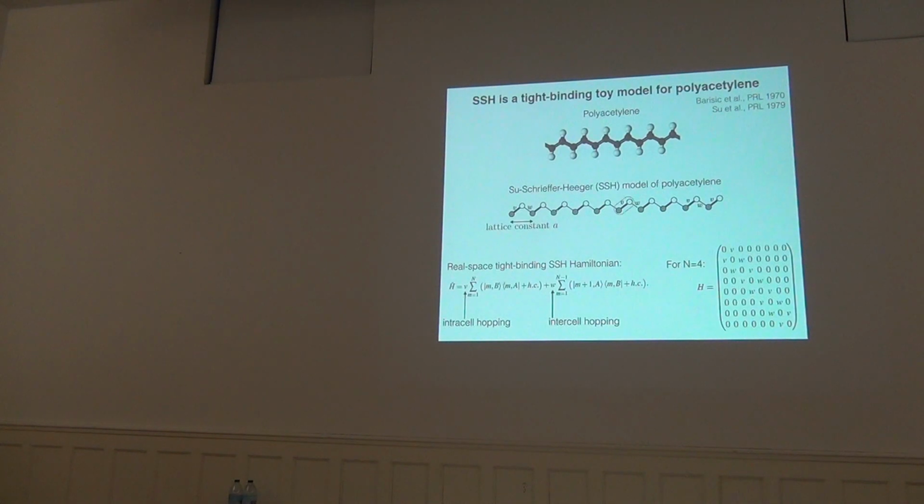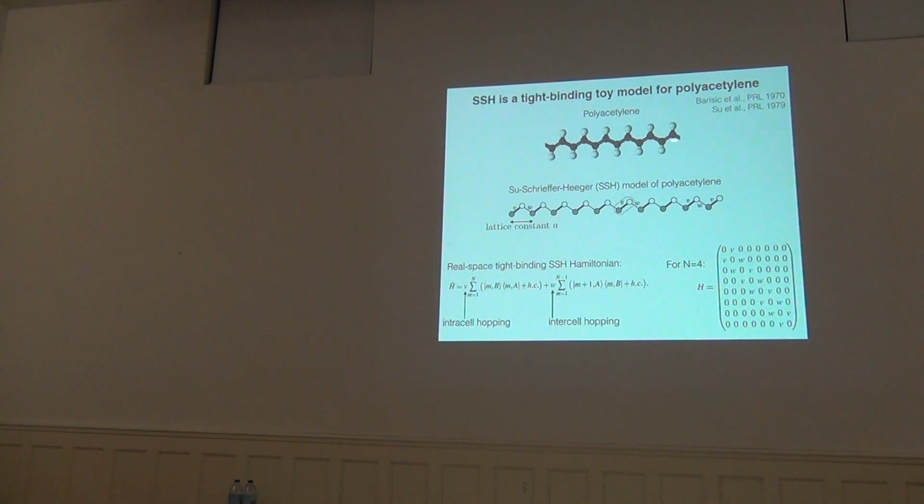So let's come up with a very simple model to illustrate this. That's going to be the Su-Schrieffer-Heeger model. That's a model for an actual material, polyacetylene. I won't talk too much about polyacetylene, but I want to use this toy model for the electrons in polyacetylene to illustrate the concept of topological insulators.